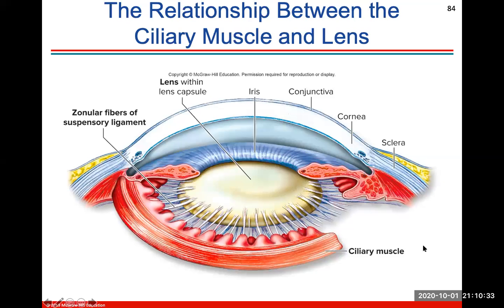So here's the relationship between the ciliary muscles and the lens. Here are the suspensory ligaments holding the lens, and the ciliary muscle connected to those suspensory ligaments. Again, these suspensory ligaments connected to the ciliary muscle will control the shape of the lens to allow for better focusing of the light.